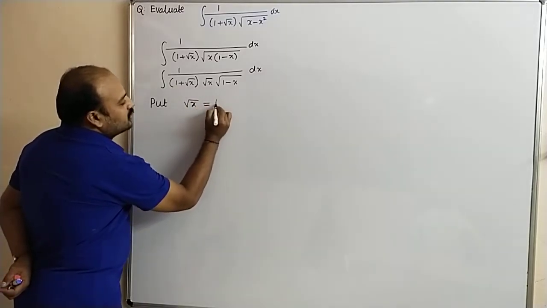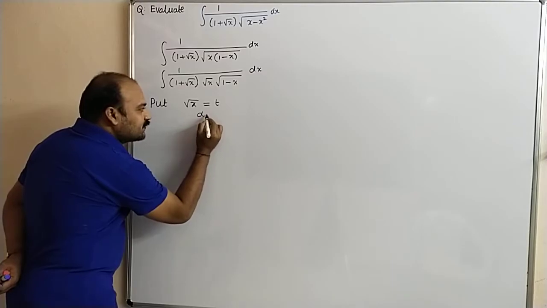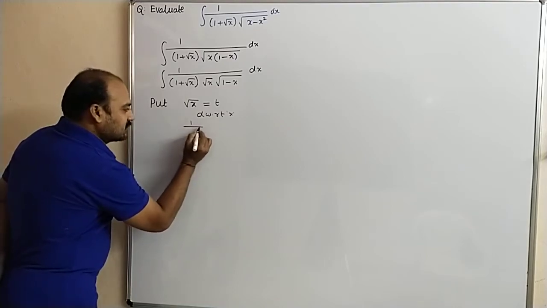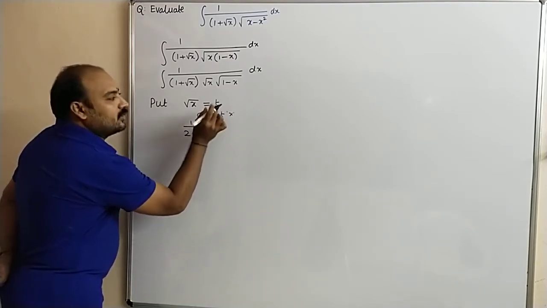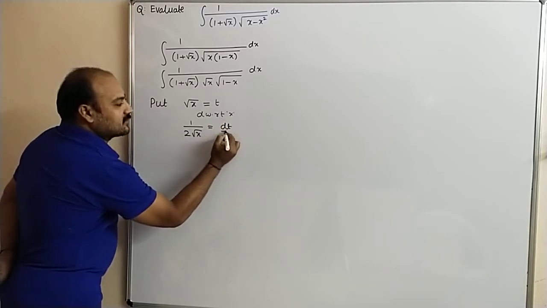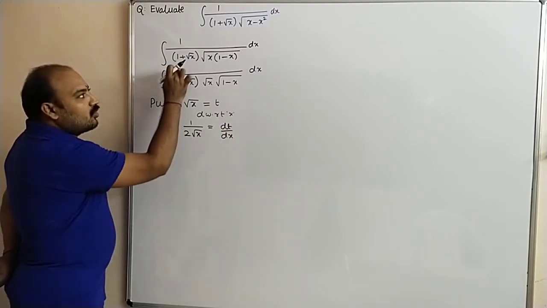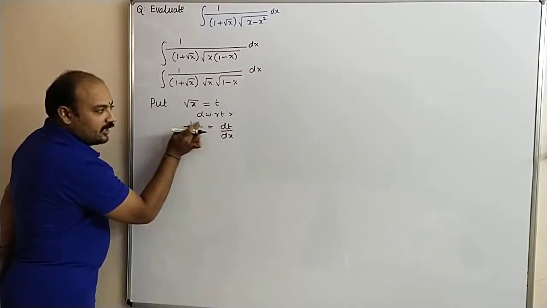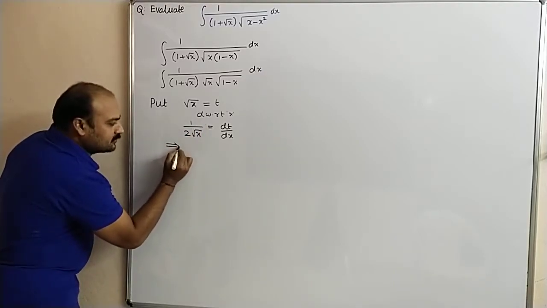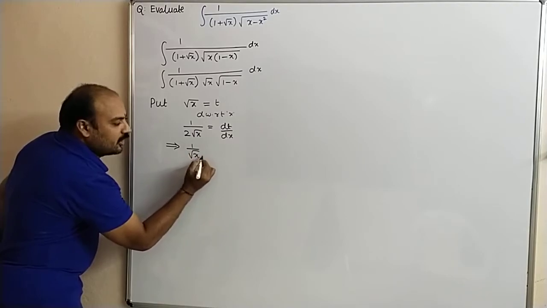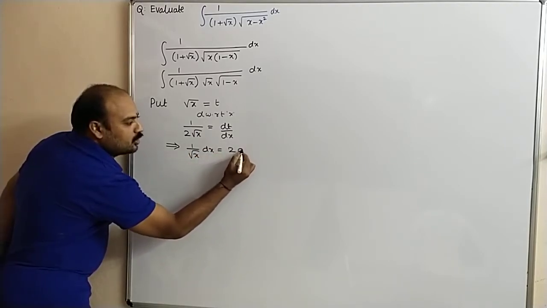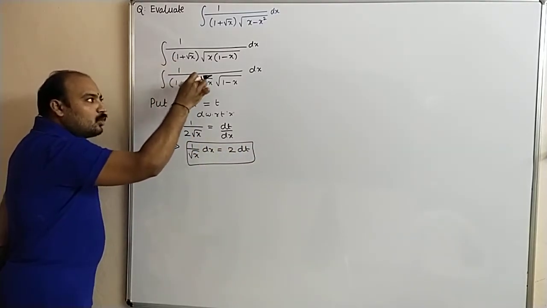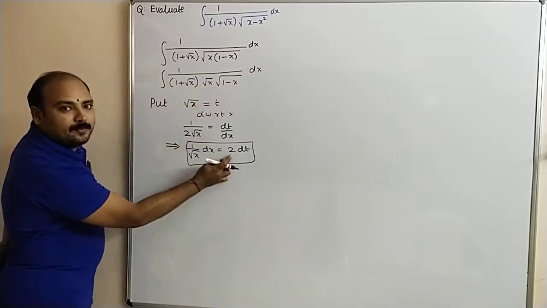Here root x is there, no? That we are assuming as t. Differentiate with respect to x. D by dx of root x, 1 by 2 root x, which is equal to the derivative of t with respect to x, dt by dx. But I want here 1 by root x into dx. So 2 we can take this side and dx we are taking this side. So it becomes 1 by root x into dx, which is equal to 2 into dt.